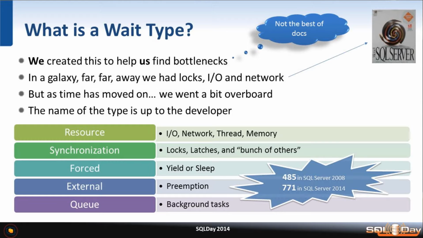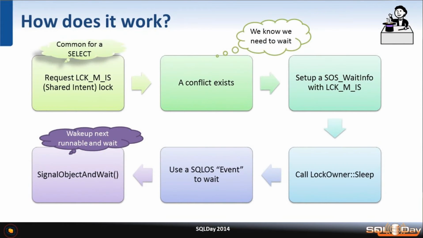So I thought you might find this diagram interesting about how does a wait type actually work. And let's use the example of a lock that you need in your application. So a very typical lock for an application to get is a shared intent lock on a resource. Shared intent lock for a table, for example. And it looks like something like this and the wait type, LCK_M_IS. You've probably seen this all over the place. Common for a select statement. So what happens is, if we try to acquire this lock resource, we might have a conflict because somebody else owns a lock that's not compatible with that.